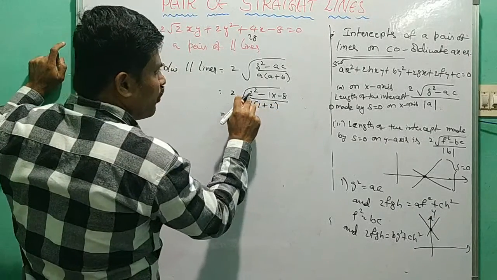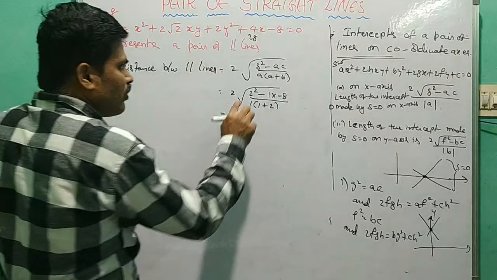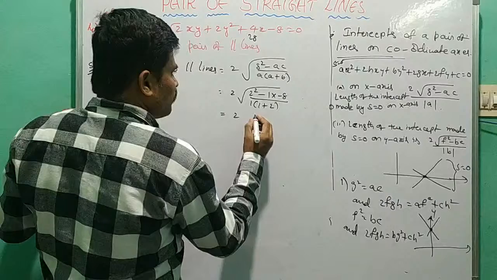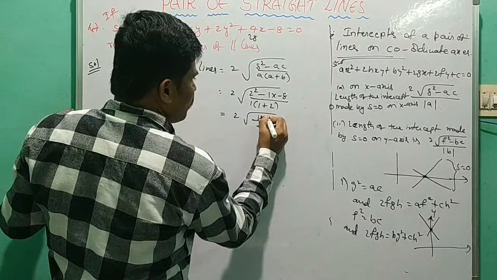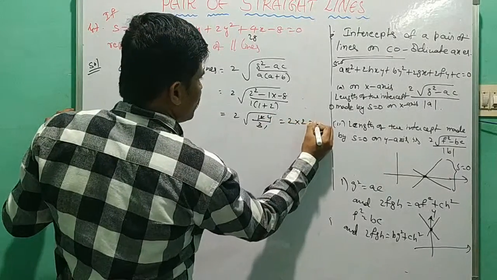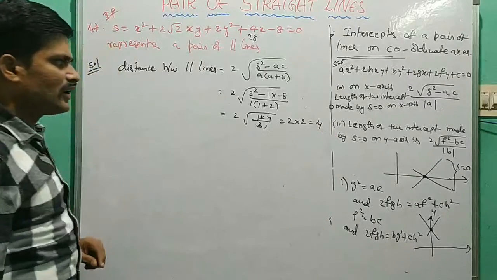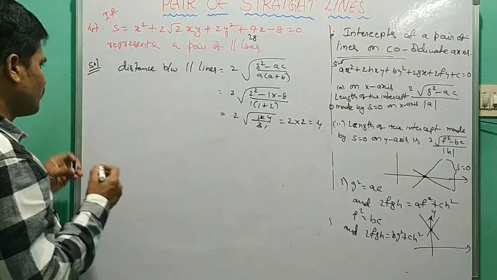So 2 into this is 4 plus 8, that is 12, by 3. 3 ones are 3, 3 fours are 12. So 2 into 4 means 2 into 2. That is 4. So this is the distance between the given parallel lines.